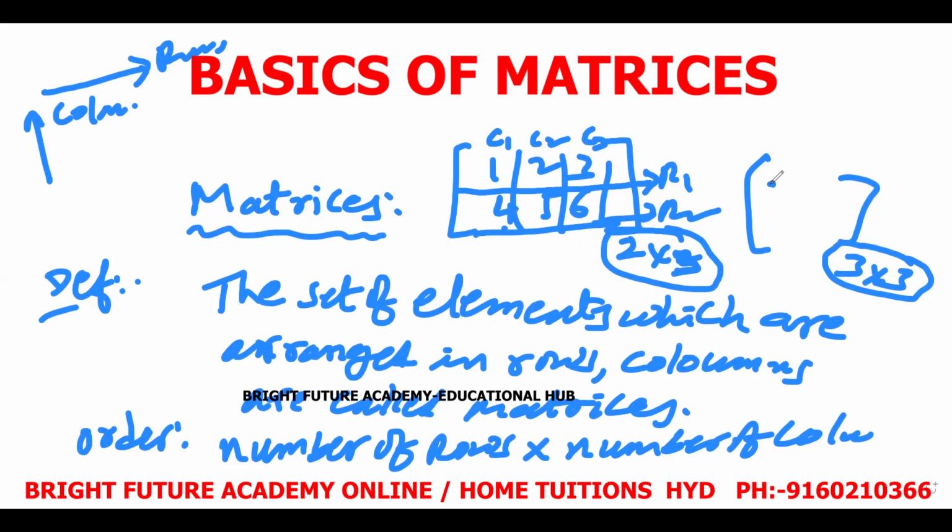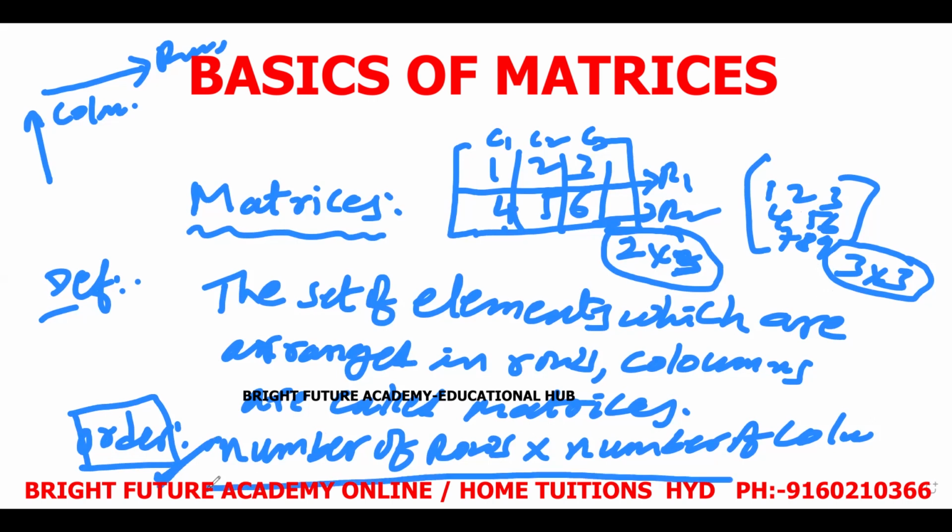And what about this? 1, 2, 3, 4, 5, 6, 7, 8, 9. This is 3 by 3. What is it? 3 rows, 3 columns. So observe the order of the matrix. Based on this order, we can determine how many rows and how many columns it has.